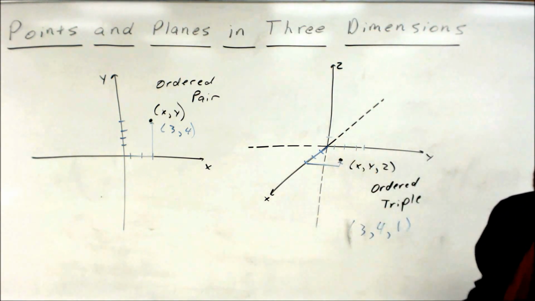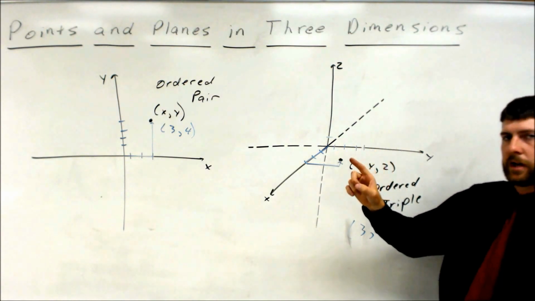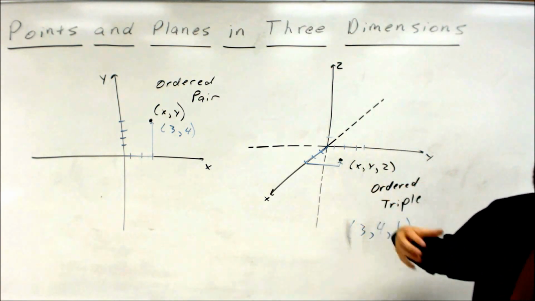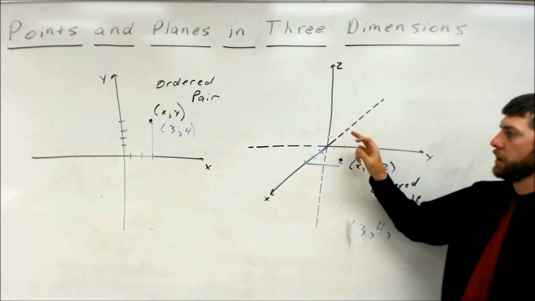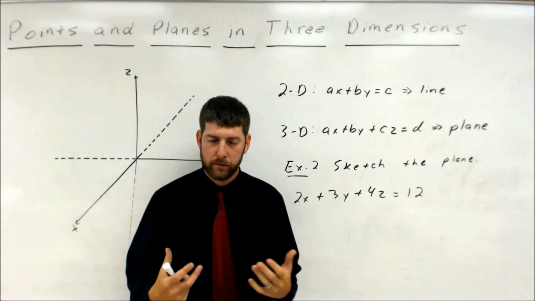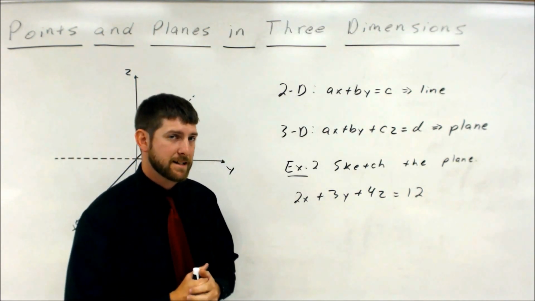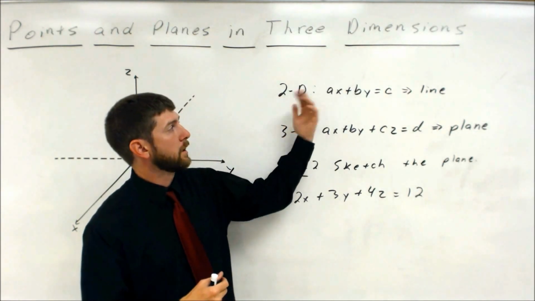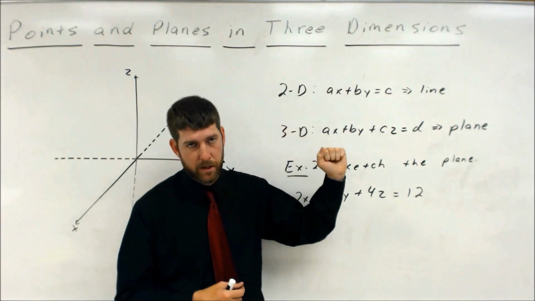So this would be a point in octant 1 because it's got a positive x, positive y, and a positive z value. So that's how we would graph specific points in 3-dimensional space. Now we're going to look at how we can graph a line, but we don't really have lines in 3-dimensional space. In 2-dimensional space, we set ax plus by equals c.